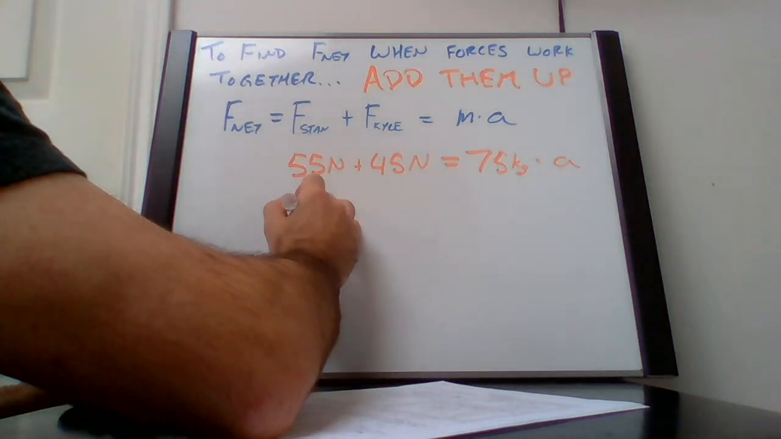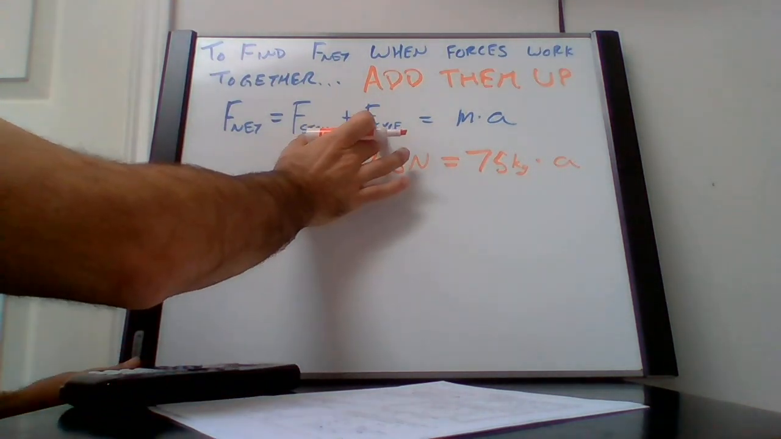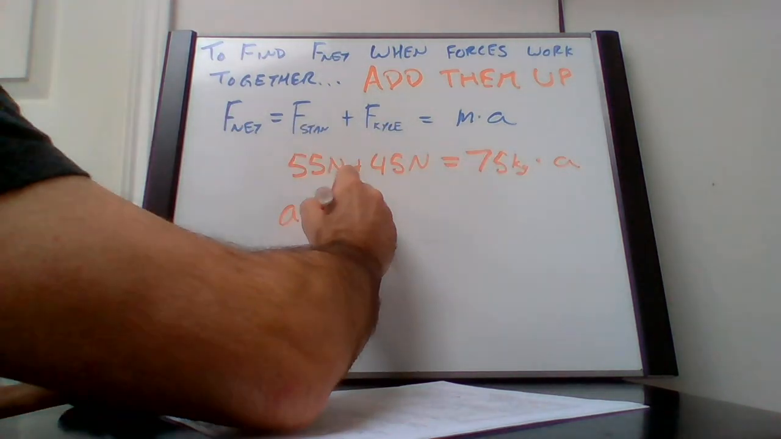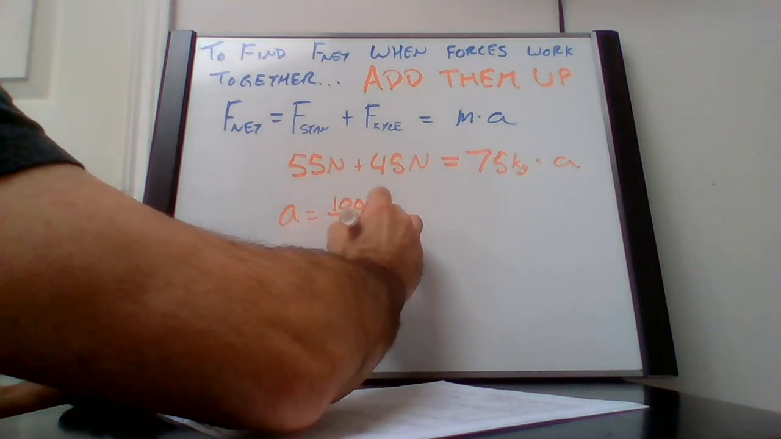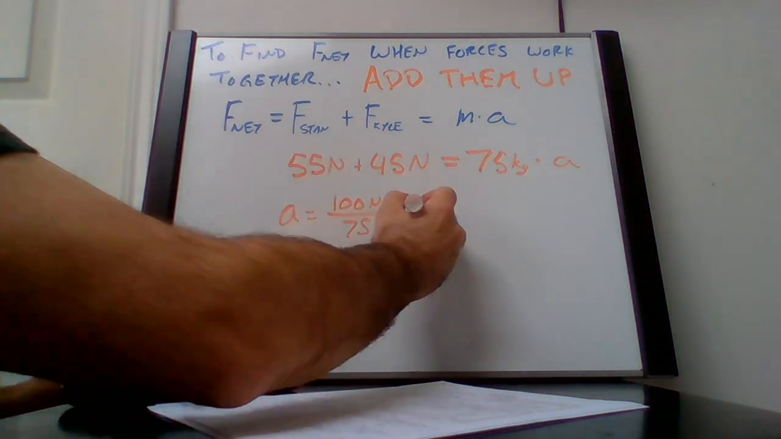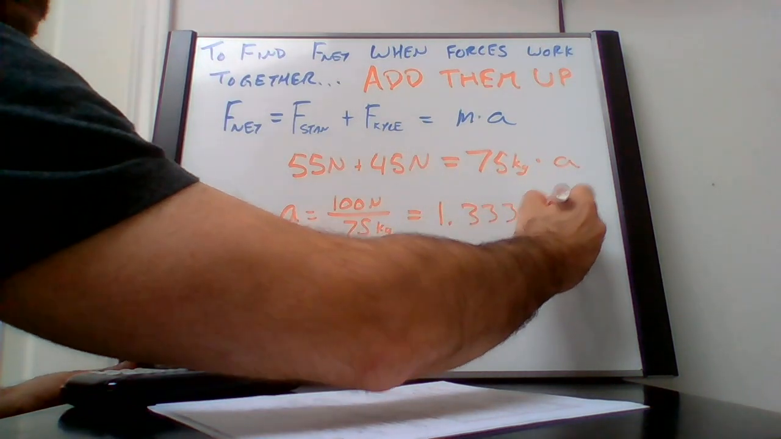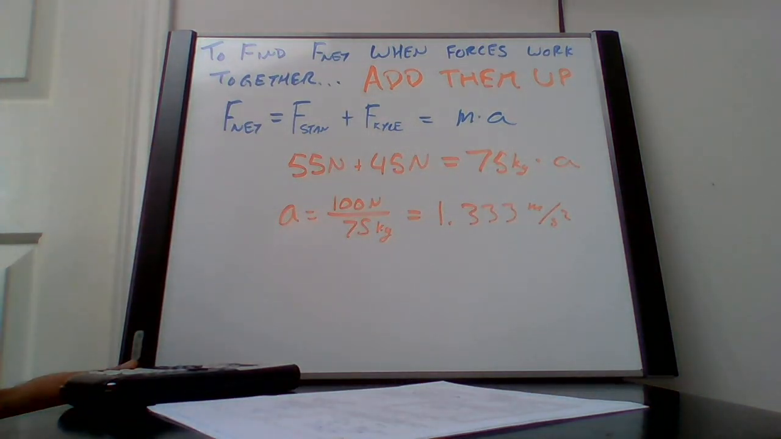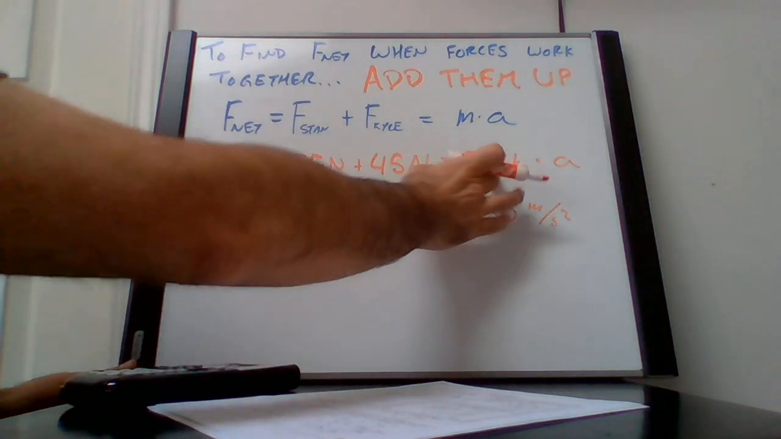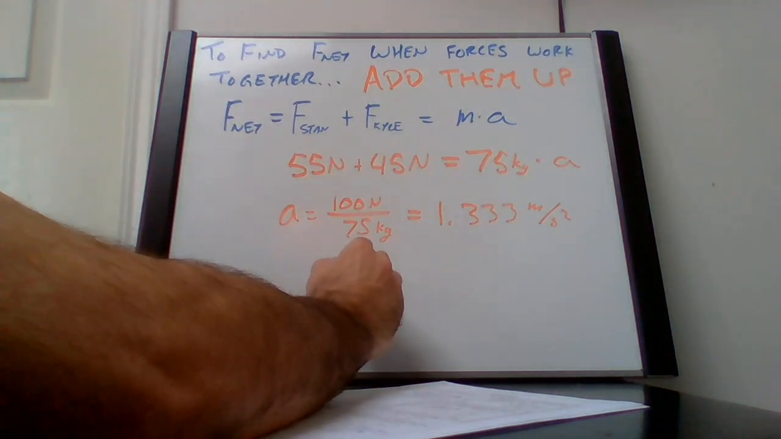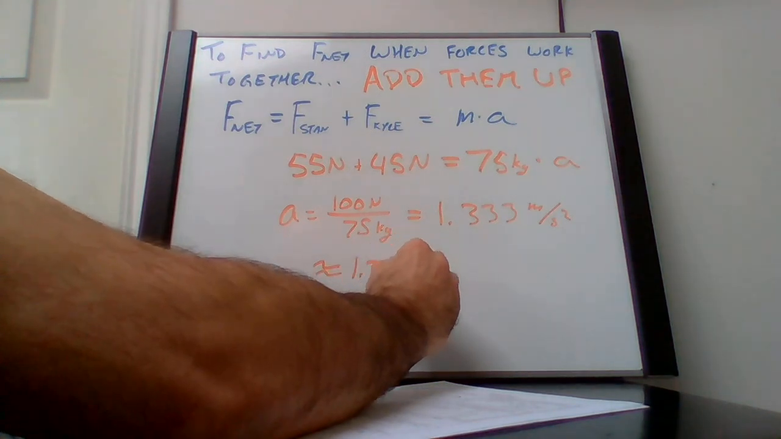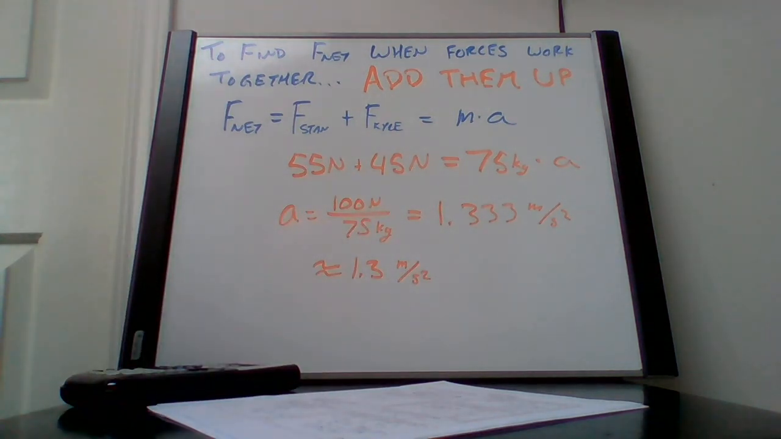So our acceleration is going to be these forces divided by the mass, or 100 newtons divided by 75 kilograms, which is equal to 1.333 repeating meters per second squared. Remember our sig figs: everything in this problem had 2 sig figs, so our answer should be 1.3 meters per second squared as the acceleration of our sled.